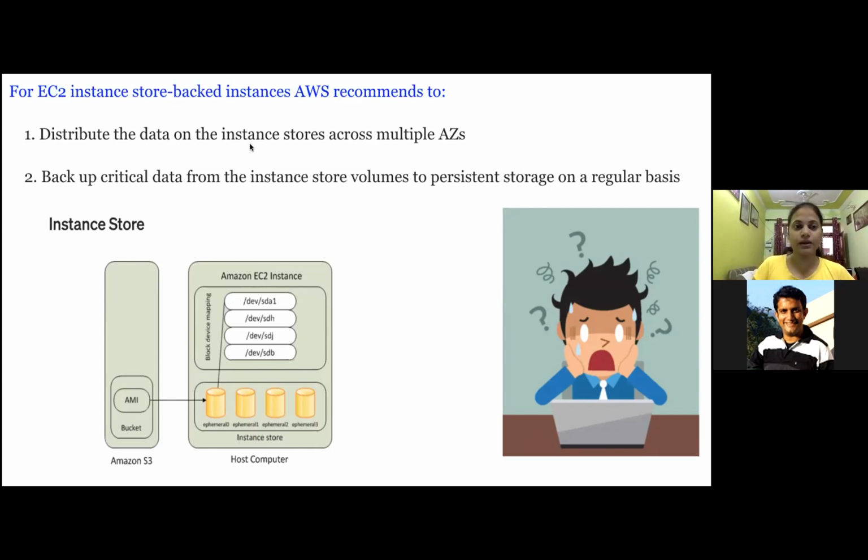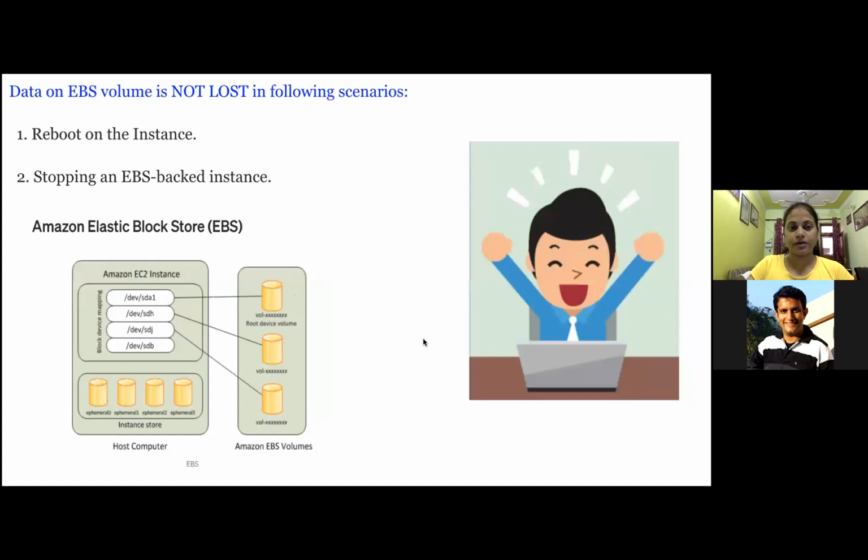You can also use a combination of instance store plus EBS volumes. Everything which is critical, you can put on EBS volume. But things which are not critical, as I mentioned, like a cache or temporary data, for that you can use instance store. Now, data on EBS volume is not lost in these situations, whereas data in instance store is lost in these situations.